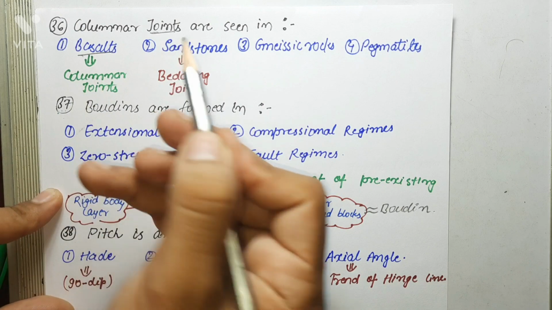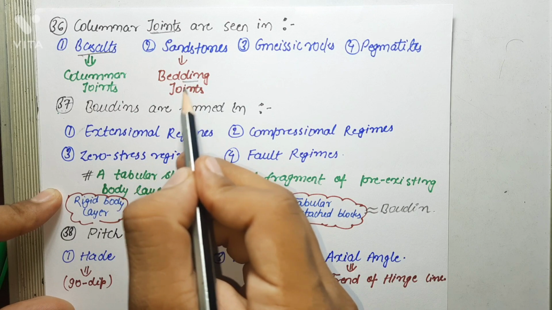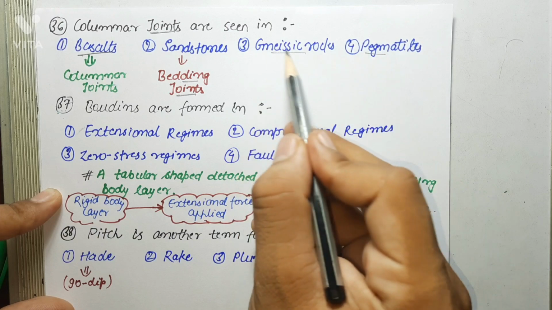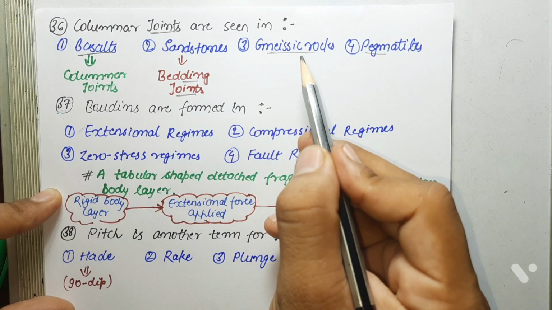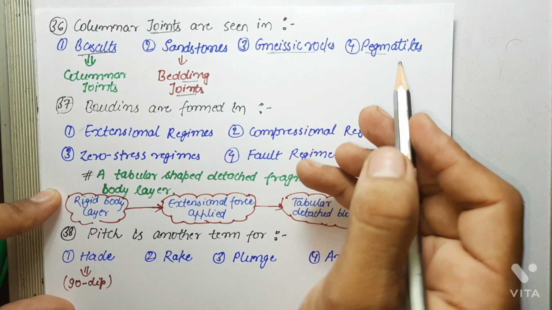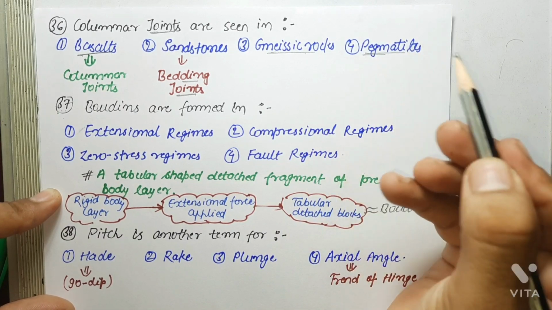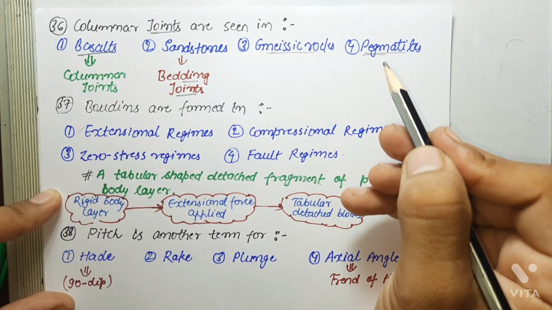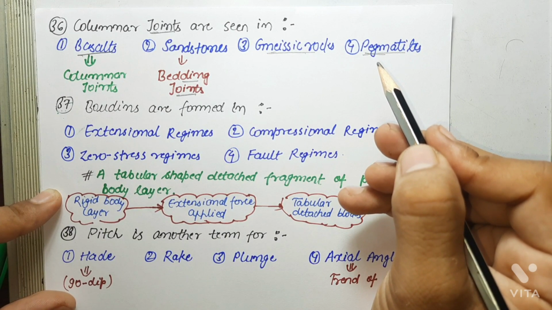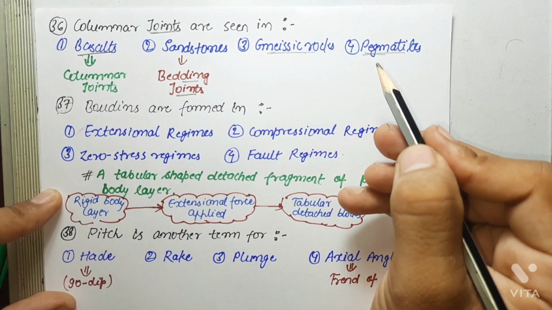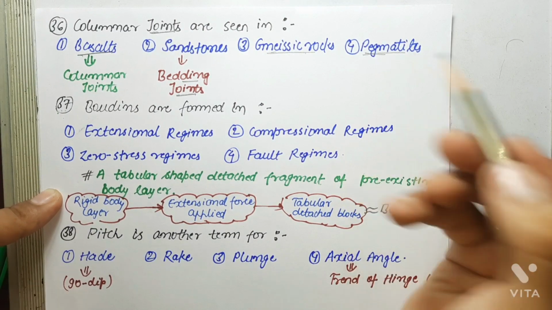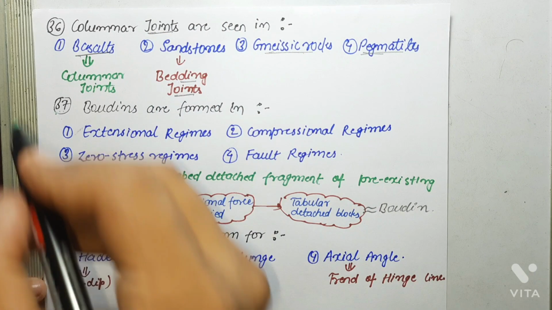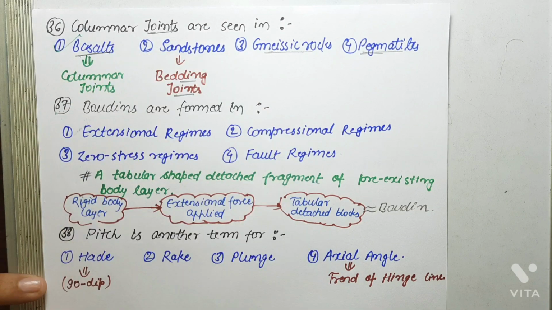Okay, in sandstone there is possibility of bedding joints. Okay, I don't know about gneissic rocks and pegmatites. I think in gneissic rocks there is formation of irregular joints, and please comment down below which type of joints are found in pegmatite rock. In case of granite, exfoliation joints or sheet joints are common, and mural joints are also common. Okay, but columnar joints are seen in basalt, and columnar joints are also known as cooling joints.